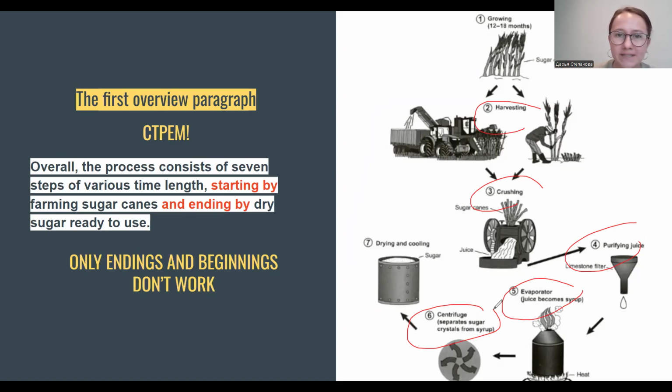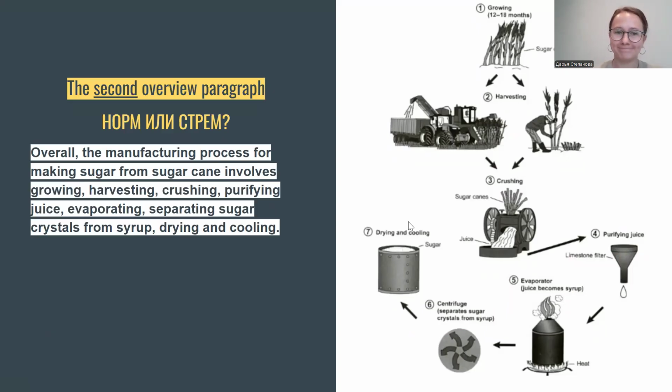We have no idea what is happening between, for example, farming sugar canes and when we have dry sugar ready to use. When you write only endings and only beginnings, you will end up with an overview that is incomplete. That's the reason why it's not the way for you to go. Please don't just list the beginning and the end, because it will lead you nowhere. Yeah, that's it. Let's take a look at the next one. Take your time.